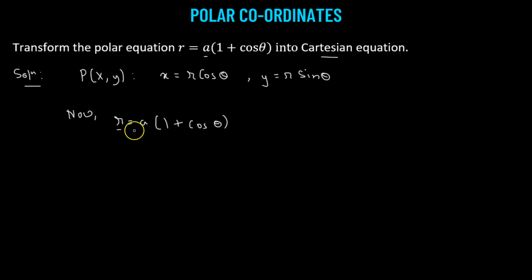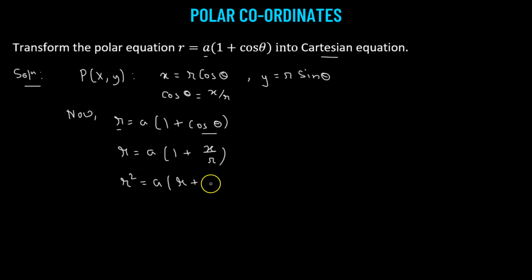For that, we have to replace r with its equivalent form in x and y, and we also have to replace cosine theta with its equivalent form. Here we have already mentioned that x is represented by r cosine theta. The cosine theta can also be represented as the ratio x over r. So let's use this. So we get r equals a times (1 plus x over r). Fine. Let's multiply throughout with r. So we get r squared equals a multiplied by (r plus x).